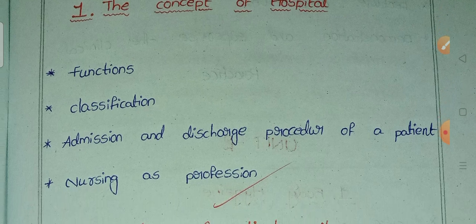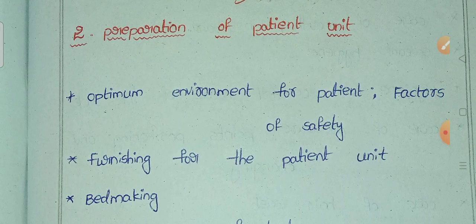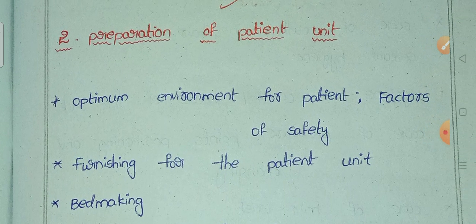This covers the definition of hospital, functions of hospital, classification of the hospital, admission, and discharge procedure of a patient. Nursing as a profession is a very important unit, and 4 questions are very important. Next, the second partition: preparation of the patient unit.